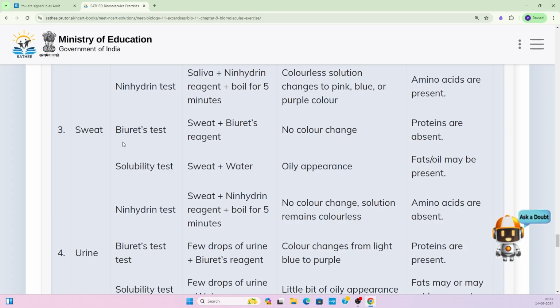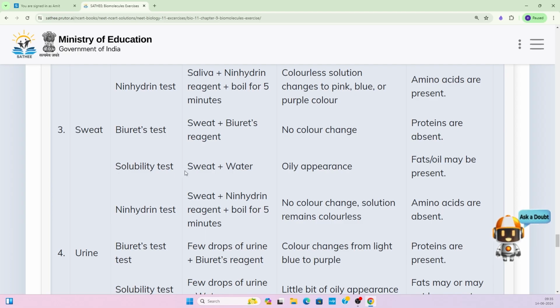Sweat. For sweat, you again do the biuret test. Sweat plus biuret reagent: no color change. In this case, you will not see any color change, so the proteins are absent. Here, the proteins are absent.